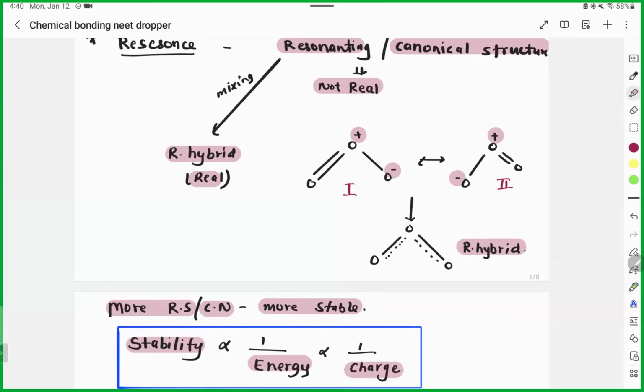In the first and second structures, you have both positive and negative charge. More charge, less stable. But if you take the resonance hybrid, the charge will be minimum. Minimum charge, maximum stability. So which one is more stable? The resonance hybrid.